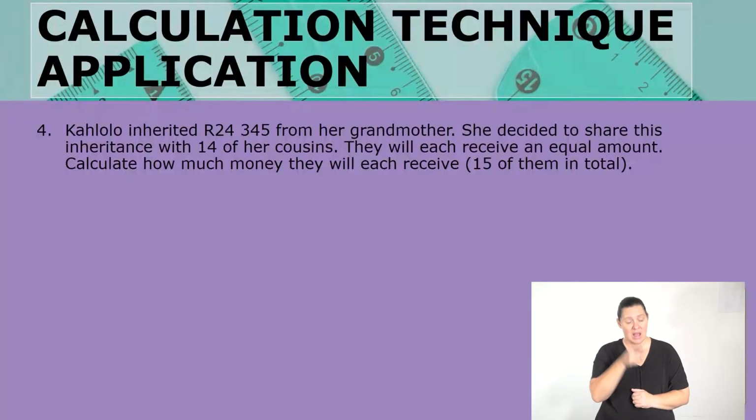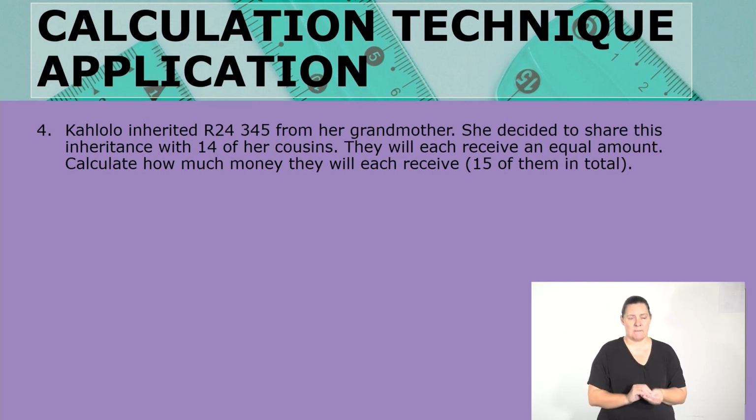Welcome back. So let us go to question number 4. Kahlulo inherited 24,345 from her grandmother. She decided to share this inheritance with 14 of her cousins. They will each receive an equal amount. Calculate how much money they will each receive.